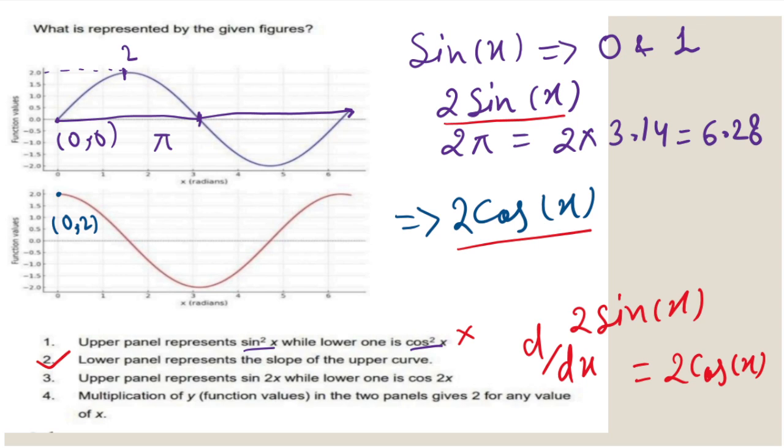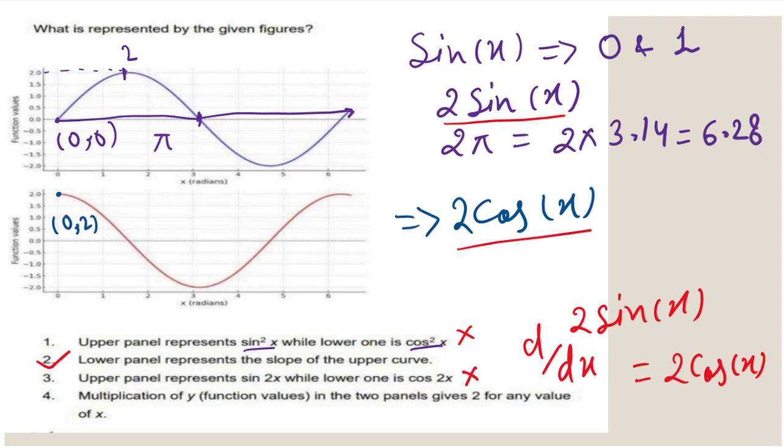Upper panel represents sin 2x, while the lower one is cos 2x. Having 2 inside the function will affect the frequency, or we can say the period, right. So this is also incorrect.